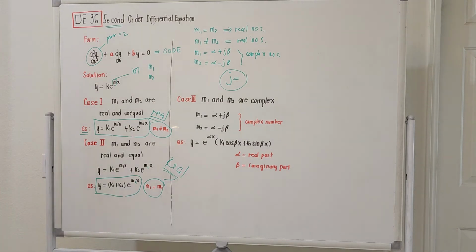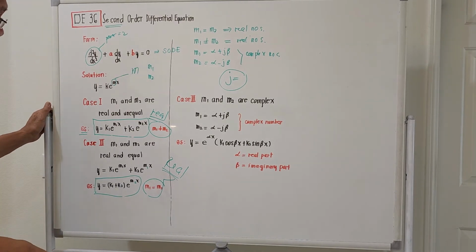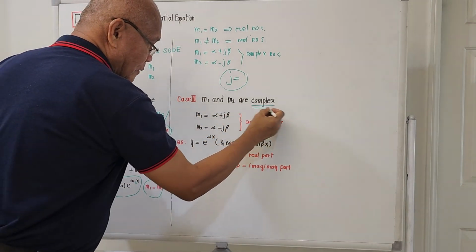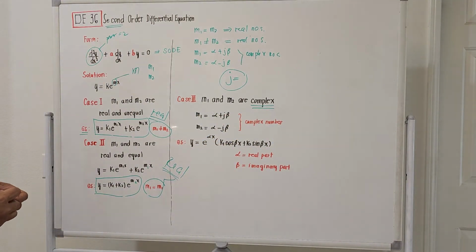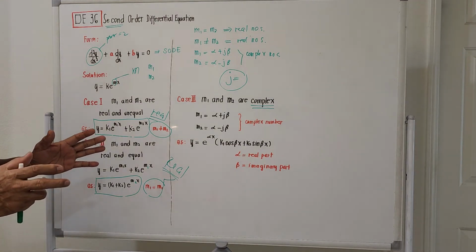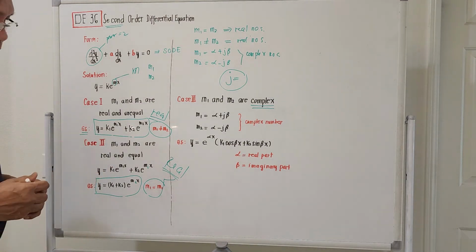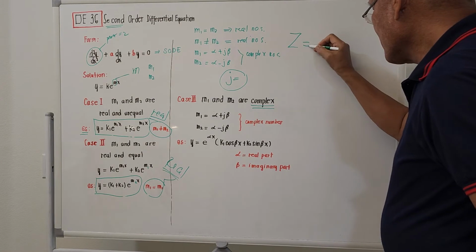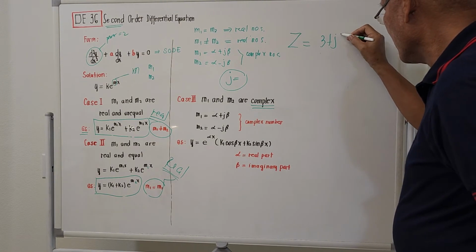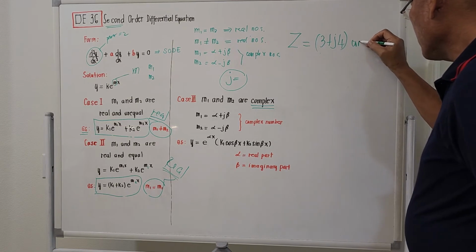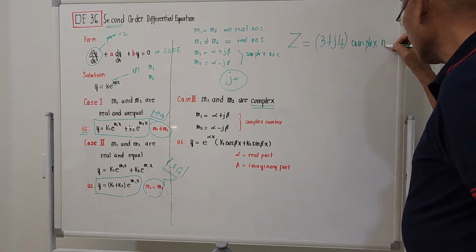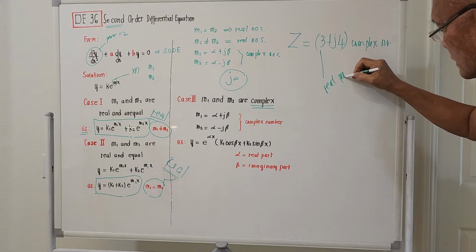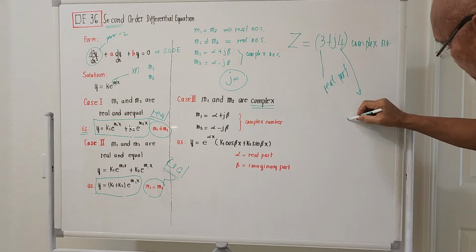Okay, for case number 3. This is the worst case scenario. M1 and M2 are complex. In mathematics, if we say complex, that number has a real part and an imaginary part. I will give you an example under the impedance in AC circuits. The term 3 plus j4 is actually a complex number. Why complex? Because it has a real part and it has an imaginary part.